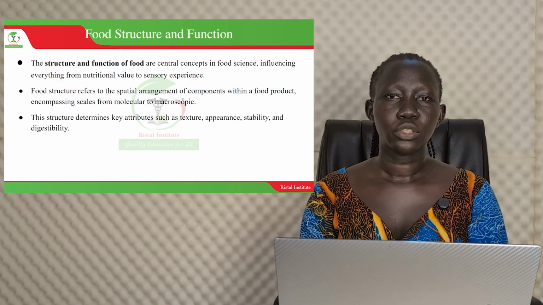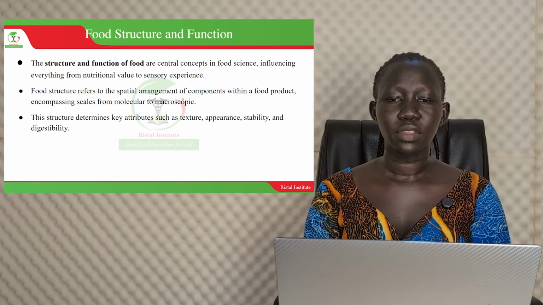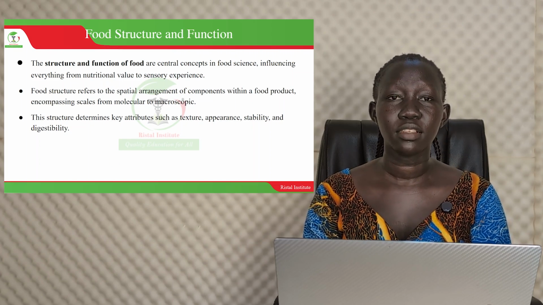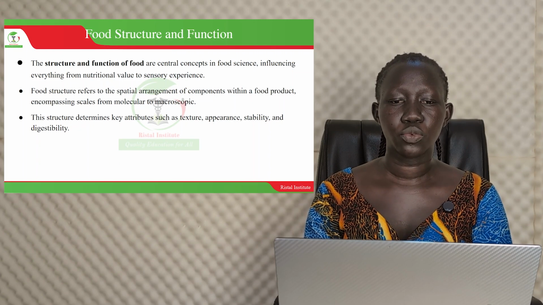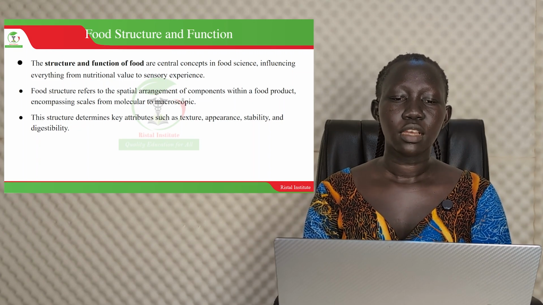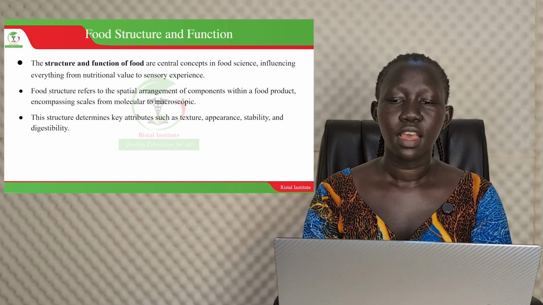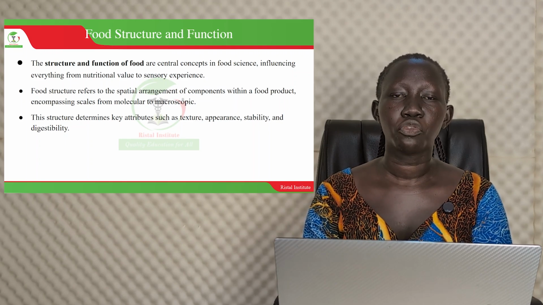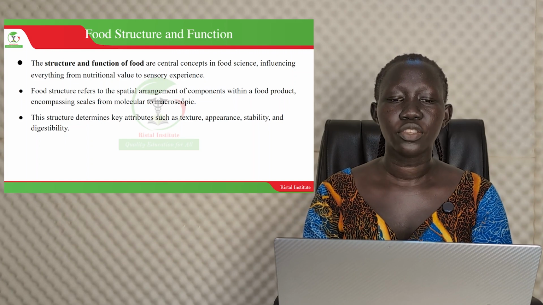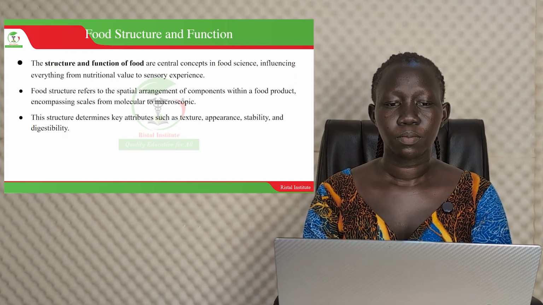Food structure and function. This is one of the major concepts that we need to understand in food chemistry. The structure and the function of food are very central concepts in food science, and these influence everything from the nutritional value to the sensory experience.